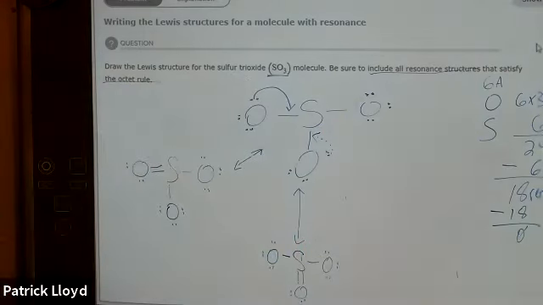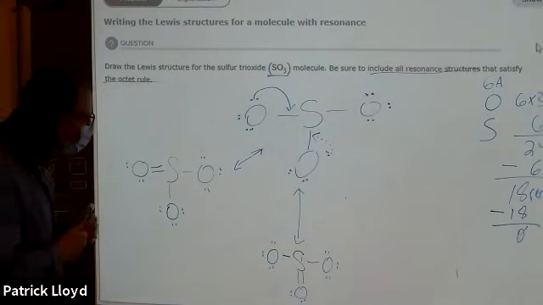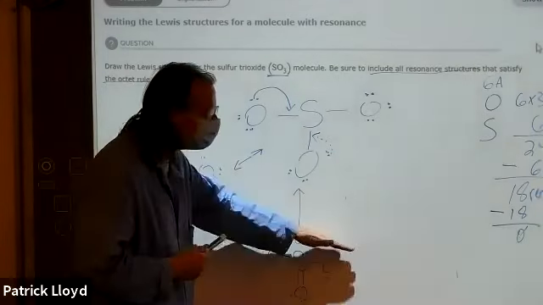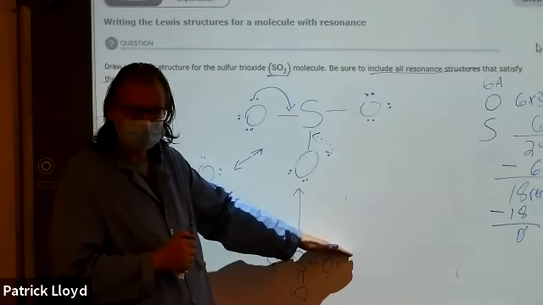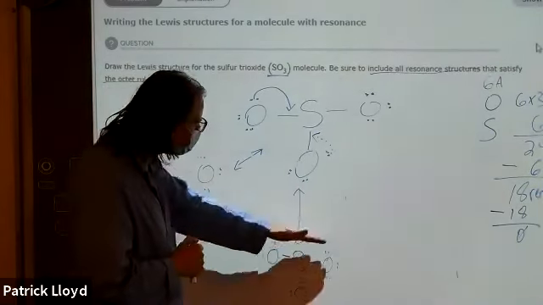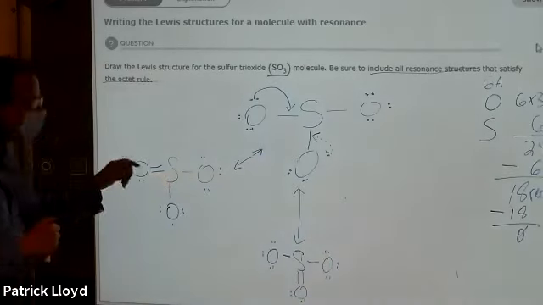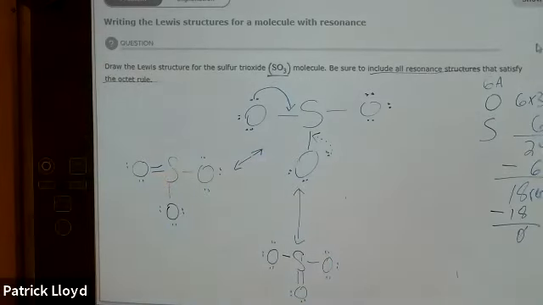What do you think? Do you have the octet for every atom? Yeah, it does, right? It seems to work. So what we're going to claim then is if that's true, we can't ignore this as a possible structure. This is also a possible Lewis structure. The only thing that differs in this one compared to this one is the arrangement of electrons.